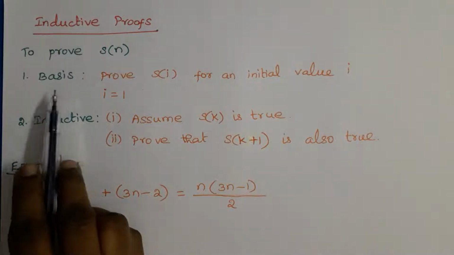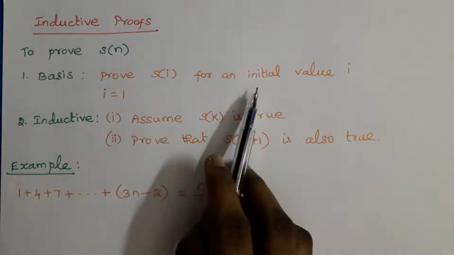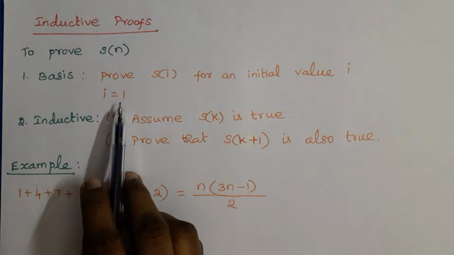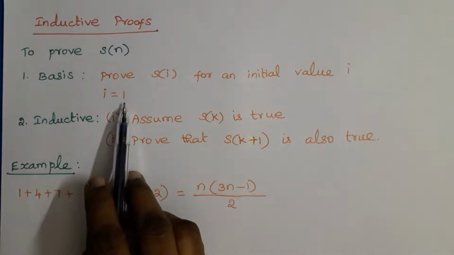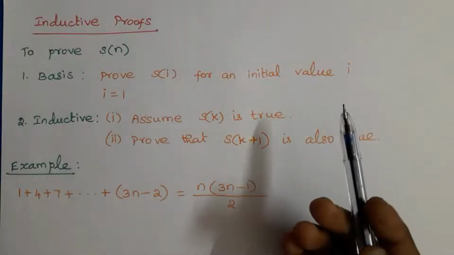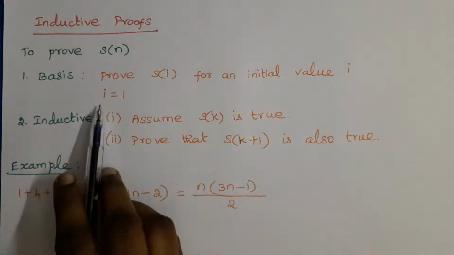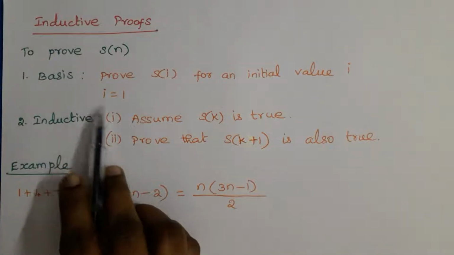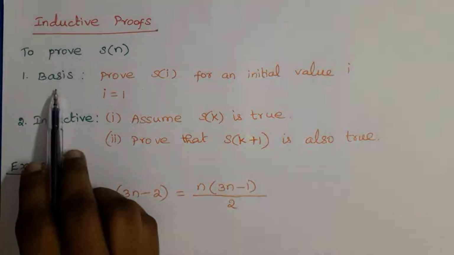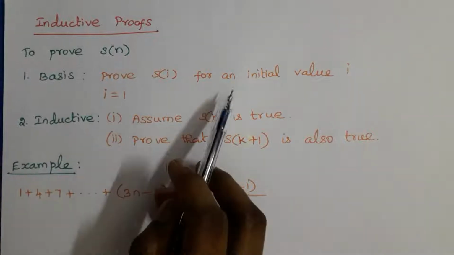One is the basis. Here, we have to prove that S of I is true for some initial value. Here I is 1, but it depends upon the problem. Sometimes, if the problem says x is greater than or equal to 4, the initial value of x is 4. So we have to choose the initial value based on the problem.